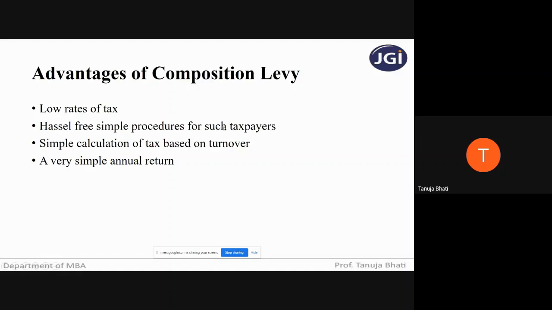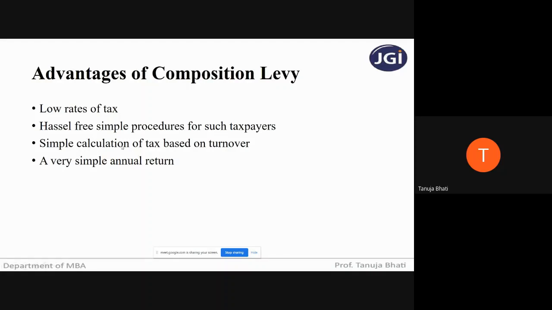Hassle-free simple procedures for such taxpayers. Normally the tax is levied on the value of each and every transaction, but in case of any person who is opting for composition levy, it is very simple. When he is making each transaction, he need not charge the tax. So it is a very simple procedure. He just sells the goods, and in the bill he just mentions the goods amount without the tax amount, because he is not charging the tax from the recipient, and he is not imposing any tax on the value of the goods. He is imposing tax on the turnover.